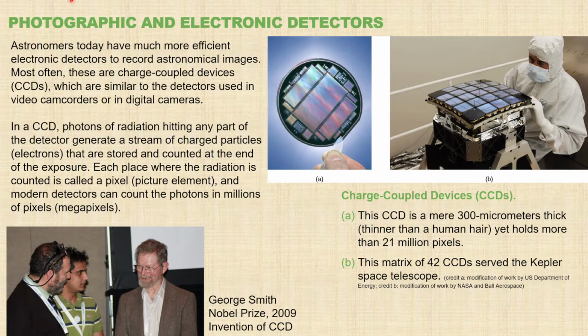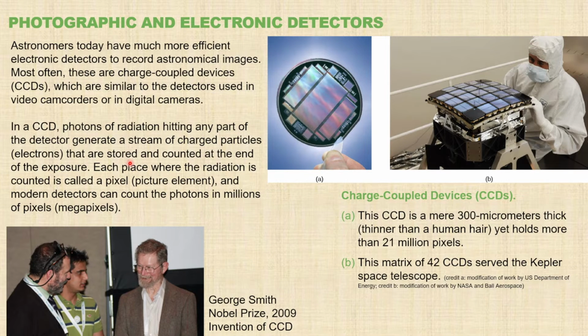And for that contribution, George Smith was awarded the Nobel Prize in Physics in 2009. And that's what we use in the telescope. The telescope mirrors and lenses collect light and form an image, but those are directed somewhere. They have to be detected and stored for later use, right? And we use CCDs like this one here.